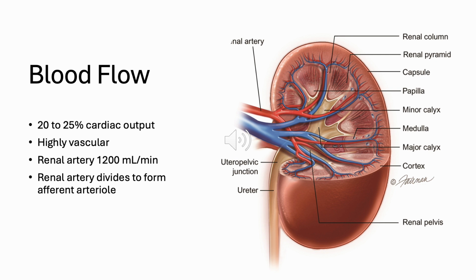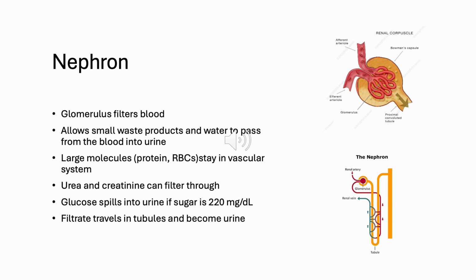I promise we're not going to go that deep. I'm just going to show you a few things about the anatomy and physiology of the kidney. The nephron is the basic functional unit of the kidney. I promise I'm going to make this painless. The glomerulus is in the center of the nephron, and Bowman's capsule is around the glomerulus.